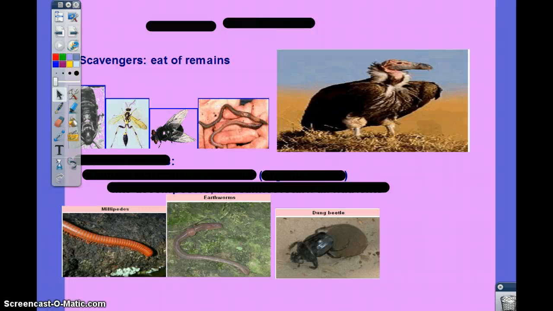Has anybody ever heard of a detritus feeder? Like worms and stuff? Worms are an example. Maggots and earthworms are a great example.